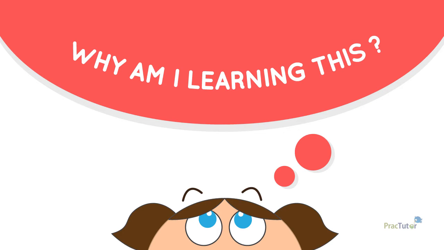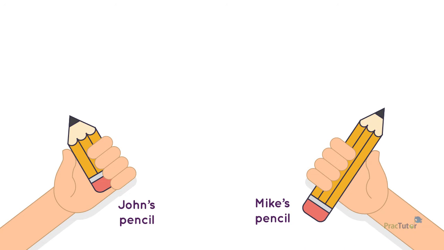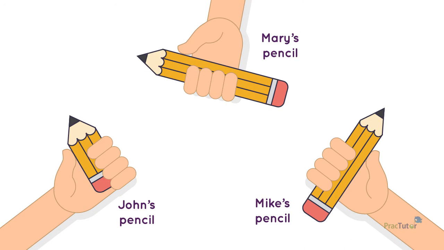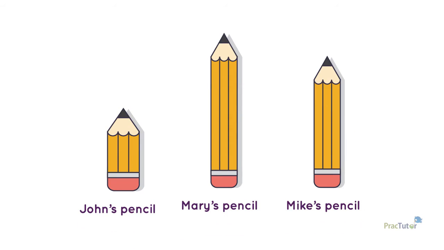People make comparisons all the time. John, Mike, and Mary have one pencil each. John uses his pencil a lot and needs to sharpen it several times. Mike uses his less, and Mary doesn't use hers at all. You would compare lengths if you wanted to know which pencil is longer than the others.